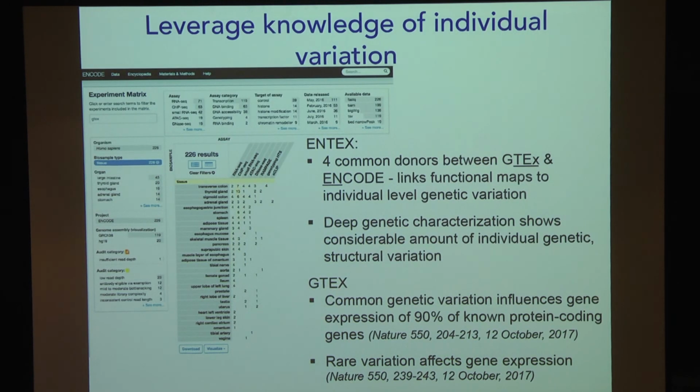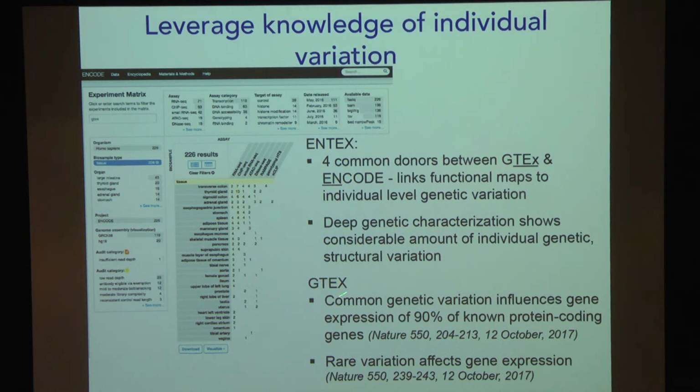Another thing we can leverage is the knowledge of individual variation. Obviously, that's not a part of this first atlas for very good reasons that many of the speakers have addressed, but there's a lot of information on it. Two projects: one is called the NTEx project, where we deliberately joined GTEx and ENCODE together by co-sampling 4 donors between the projects. The goal there was to link those 2 projects and to link the functional maps to the individual level genetic variation. And what ENCODE's been doing is extremely deep genetic characterization of those individuals, and they show a considerable amount of genetic and structural variation at the individual level.